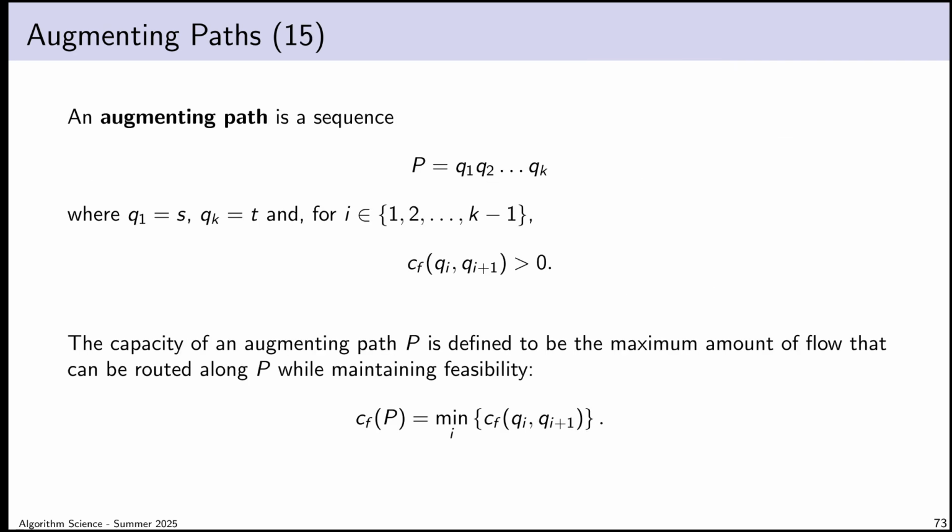So an augmenting path, and this is the real definition of an augmenting path, is a sequence P of vertices Q1 up to Qk, where Q1 is the source vertex S and Qk is the sink vertex T, such that for every pair of consecutive vertices along the path, the residual capacity between those two vertices is greater than 0. So there is some flow that can be pushed from vertex Qi to vertex Qi+1. Okay, so the next question is, suppose I find such an augmenting path. Let's draw a quick example of an augmenting path here.